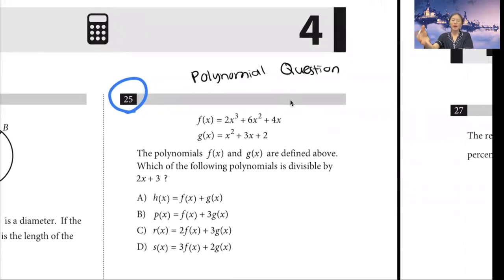Divisible by 2x plus 3 means divisible. It's not saying divisible with a remainder of 1. It's not talking about remainders. It's saying whether or not that polynomial can be divided by 2x plus 3 and have a remainder of 0. If there were a remainder, they would state it, but they haven't, which means everything needs to be all clean at the very end.